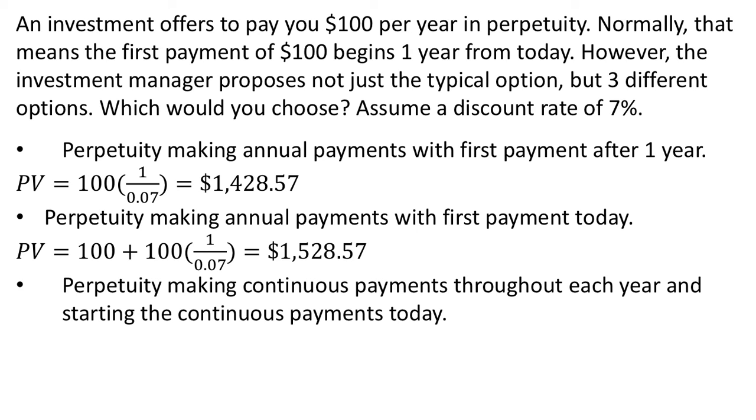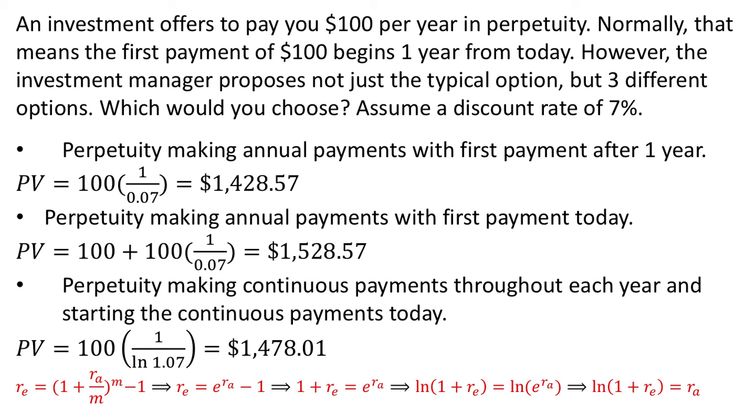Now, what about the perpetuity making continuous payments throughout each year and starting the continuous payments today? You want to try that? You should try it. I know it's probably going to be tough, but pause it, try it. All right, here you go. It's going to be 100 times 1 over the natural log of 1.07, which is 1478.01. You're like, where did you come up with the natural log of 1.07? We haven't even talked about that.